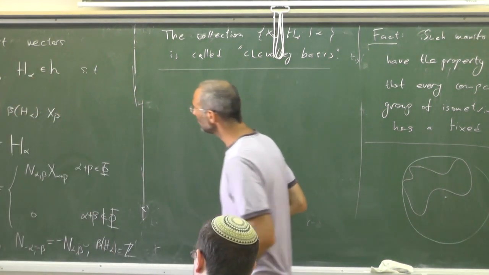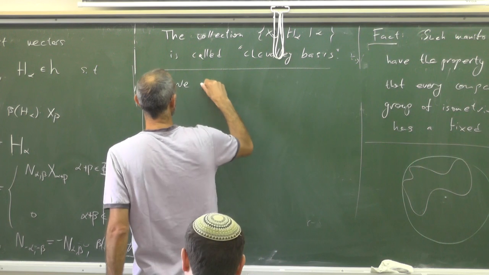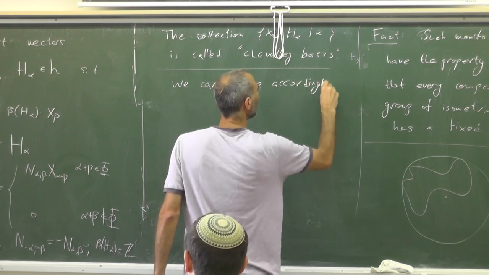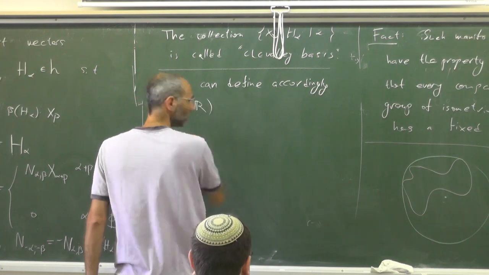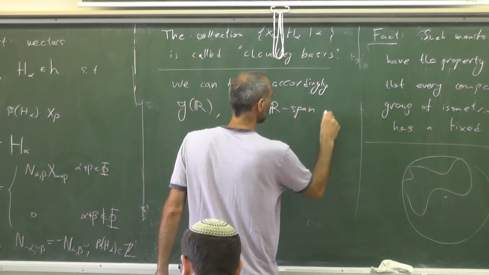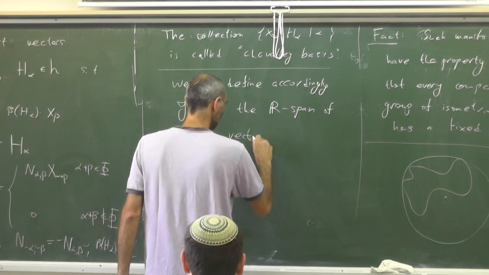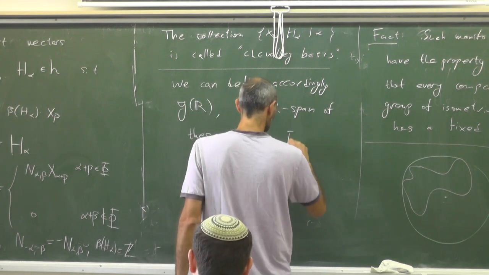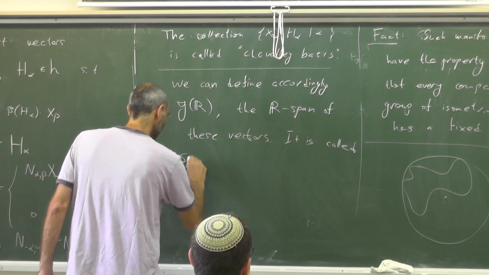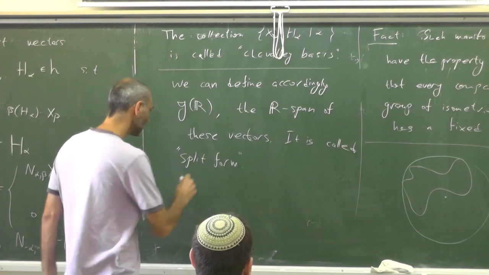And in particular, we can define accordingly g_R. It's just the R span of these vectors. This is called, as the title suggests, a split form, or split real form.